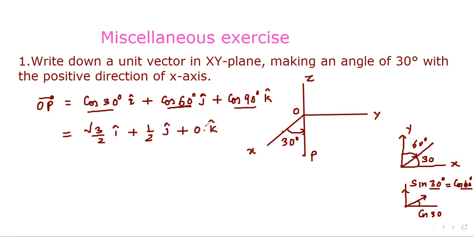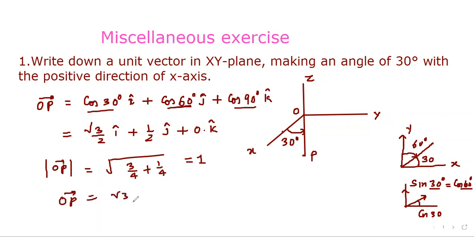times k cap. And if we want to find out the magnitude of OP, that will be equal to 3 by 4 plus 1 by 4, which will give 1. So unit vector OP will be the same: root 3 i cap plus 1 j cap plus 0 k cap divided by 2, because its magnitude is 1.